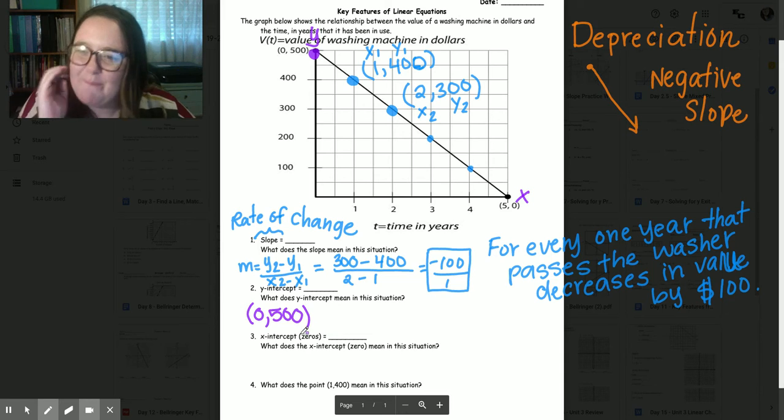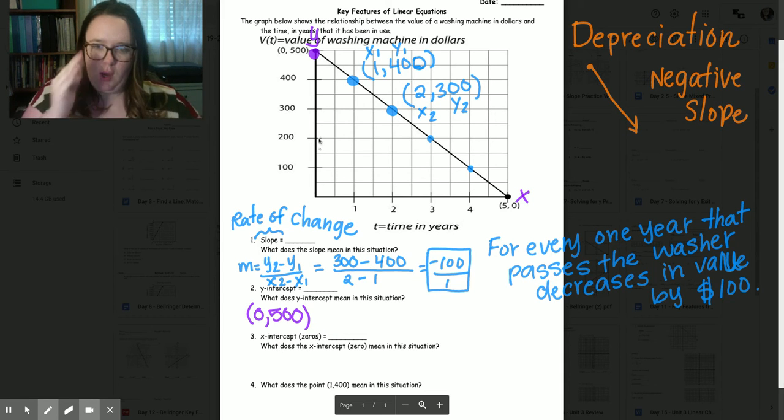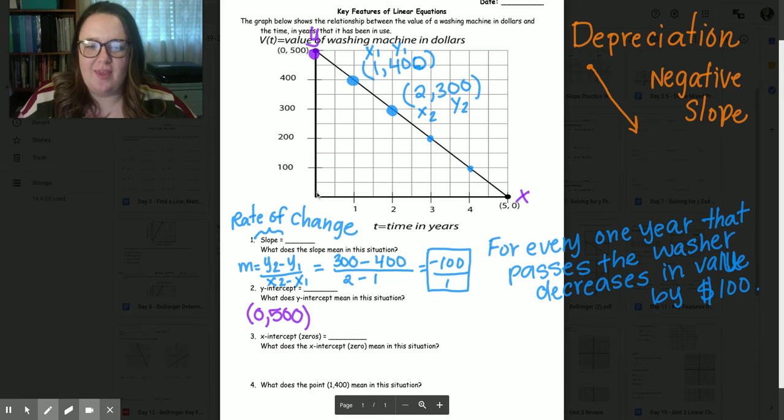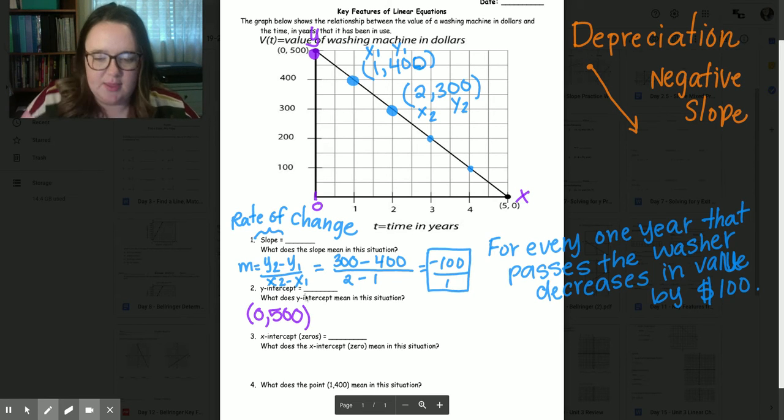What does that mean in this situation though? What does that 0 in that point represent? 0 is down here, right? And this axis is our years. So 0 years, the 500 is on this side, so the 500 means the dollars. So let's put that in a sentence. I'm going to write the sentence and you read it to yourself in your mind as I'm writing it, to see if it makes sense to you.